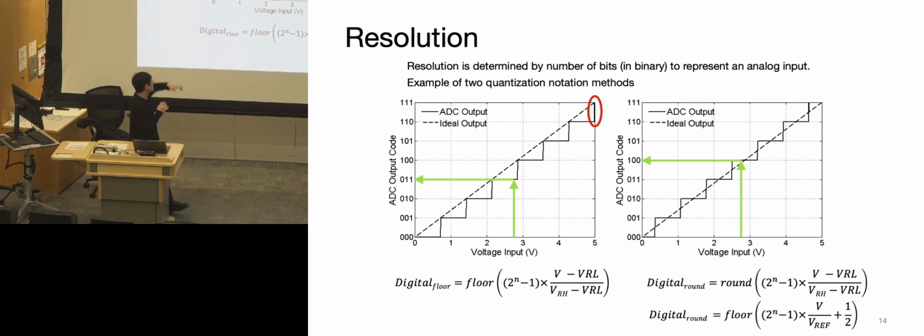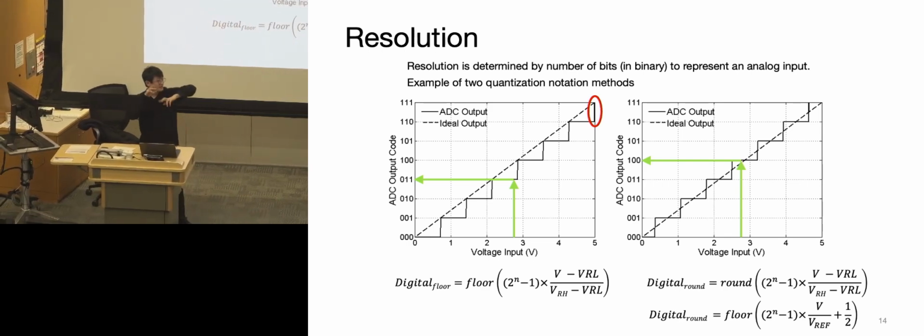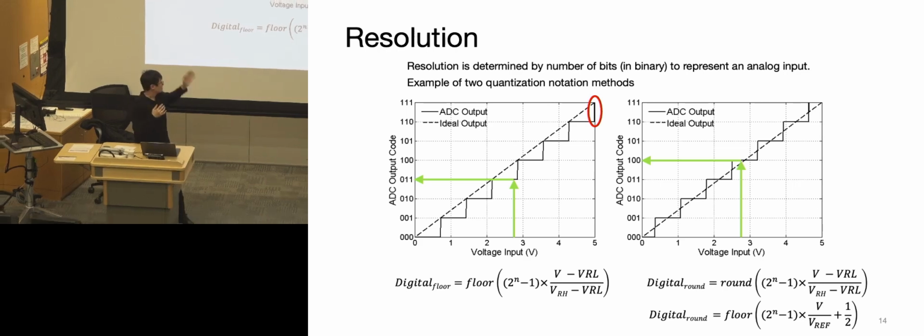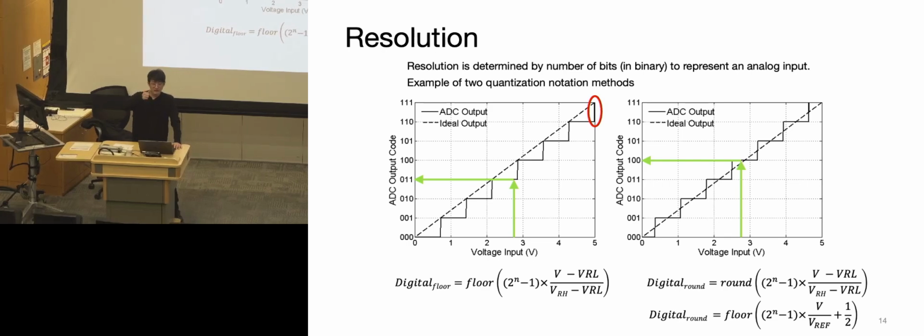For example, if we have 3 bits here, we have 7 slots, and say peak to peak is 5 volts in this case, then each step would be essentially 5 divided by 7. Each 1-bit increase means a jump in voltage of 5 divided by 7.